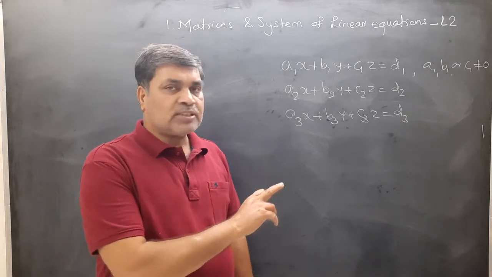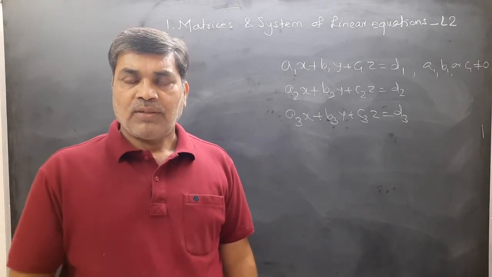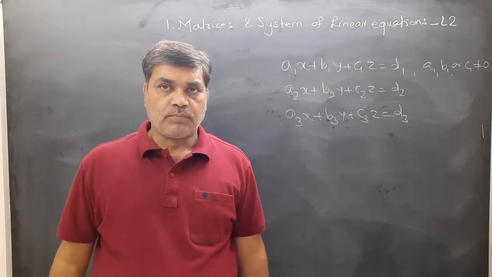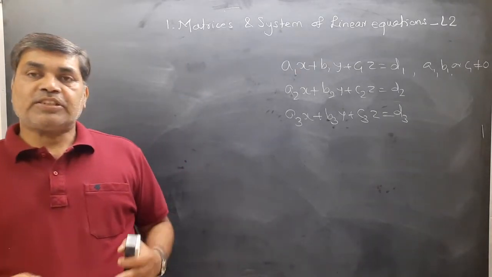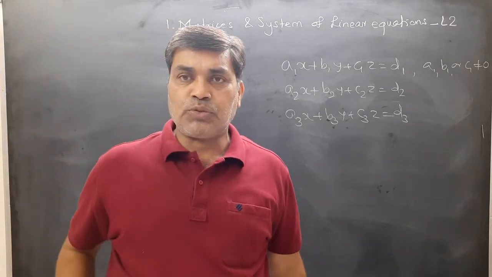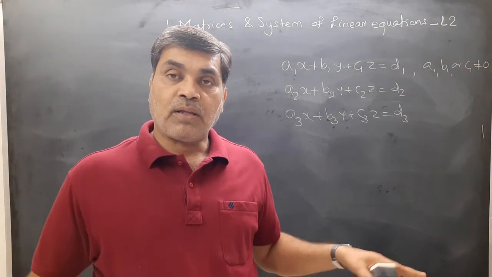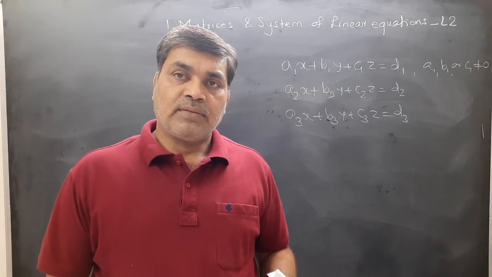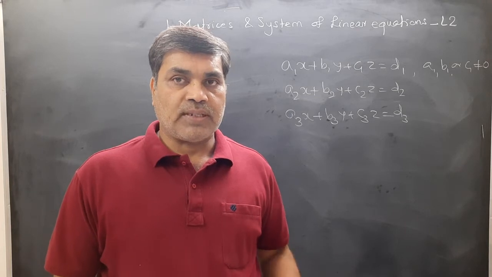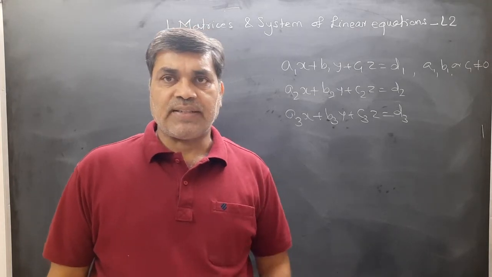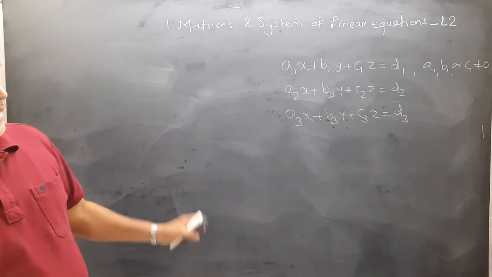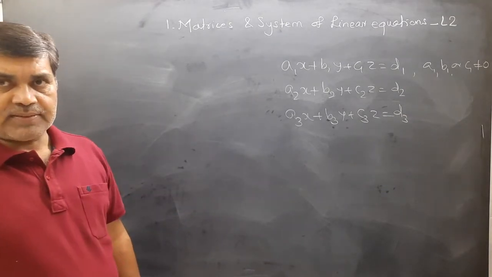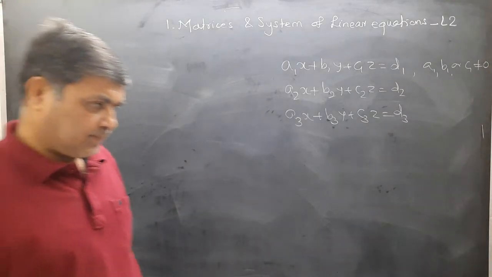So these three equations have a unique solution if the three planes intersect each other in just a single point. If the three planes intersect in one line, then there are infinitely many solutions. And if all are parallel to each other, then there is no solution for those three equations. So three cases are there for the solution set of these three planes. So I have explained this geometrically.